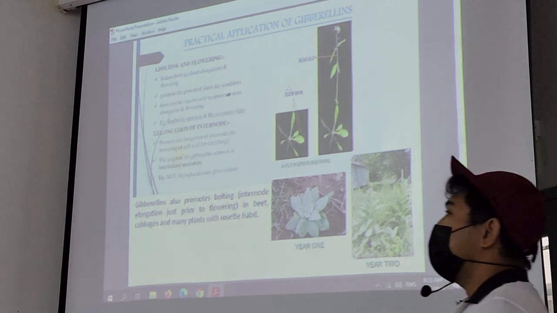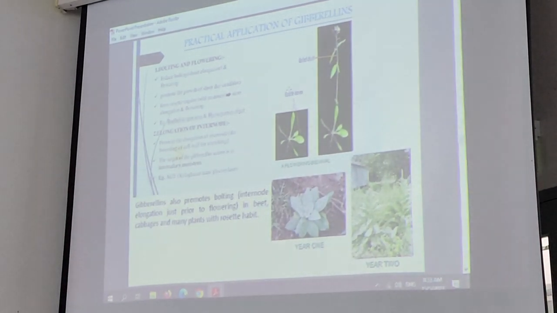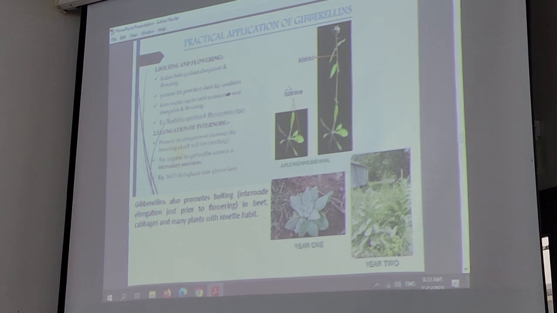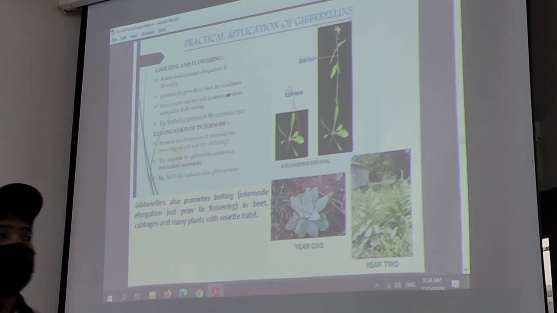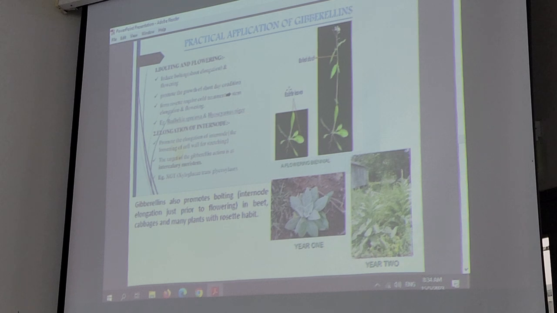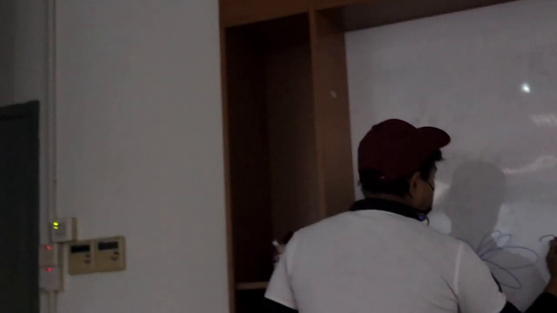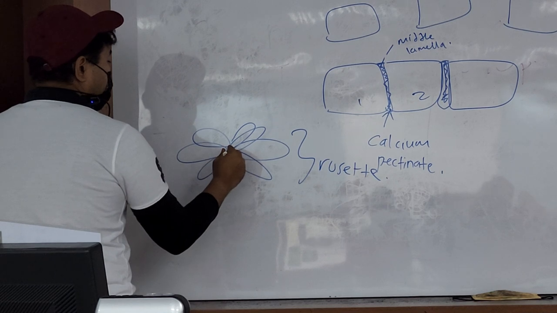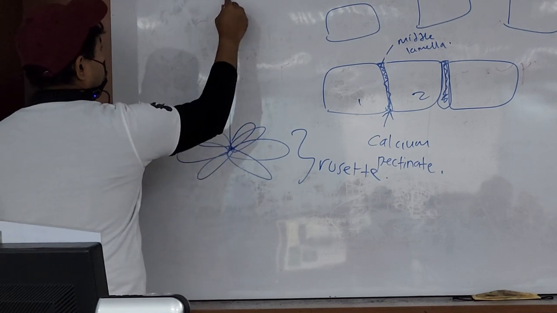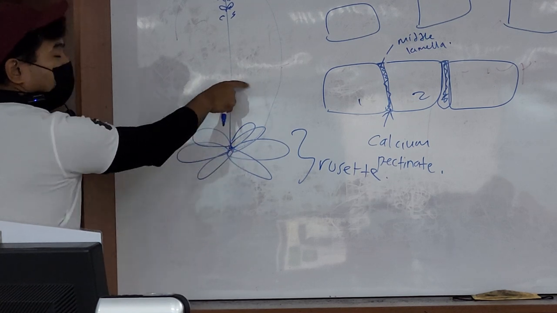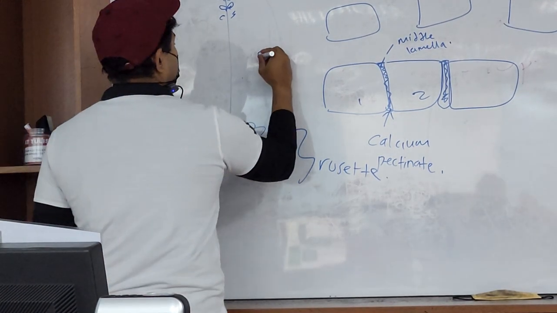And gibberellin, since the function is elongating, it can trigger flowering as well. So that is the third function of gibberellin. But this is only special for certain plants, especially plants that can form bolting. You see, some plants, the formation of the leaf, we call it rosette, like this. So the flower, when it comes out, it's going to create like a tower going up here. So this phenomenon, the elongation of the flower stalk going upward, we call it bolting.